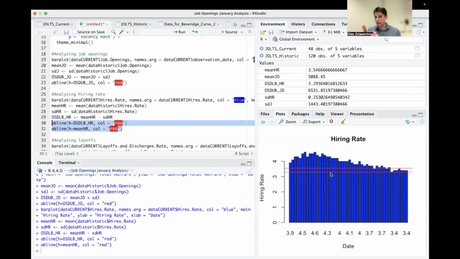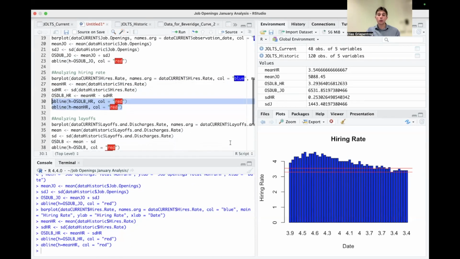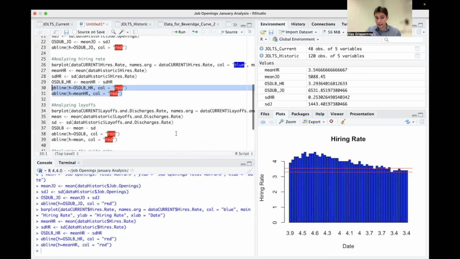we can see that currently the hiring rate is slightly above the one standard deviation lower band and below the average from 2010 to 2019, which tells us that the hiring rate at the moment is quite low. So we're basically in an environment where hiring is very weak.